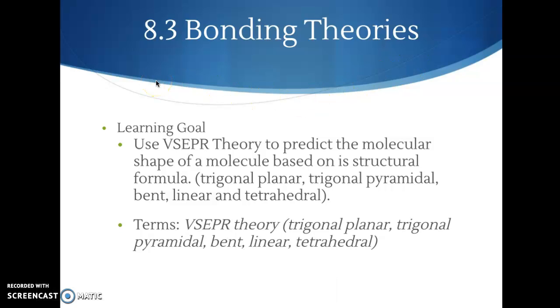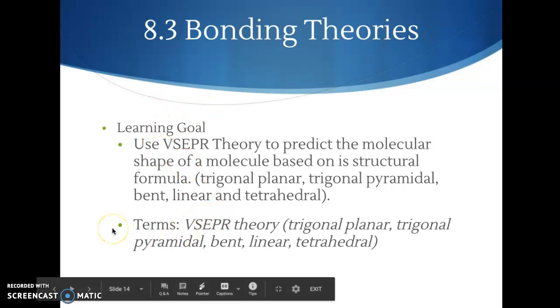So the learning goal for this section, there's just one: use VSEPR (V-S-E-P-R) theory to predict the molecular shape of a molecule based on its structural formula. And with VSEPR you have different shapes. The ones that you need to know are trigonal planar, trigonal pyramidal, bent, linear, and tetrahedral. And the terms are just VSEPR theory, what that means, and then those different shapes that I just mentioned.